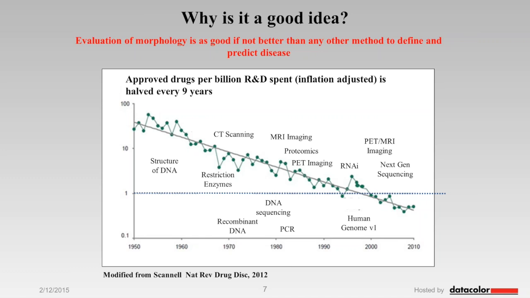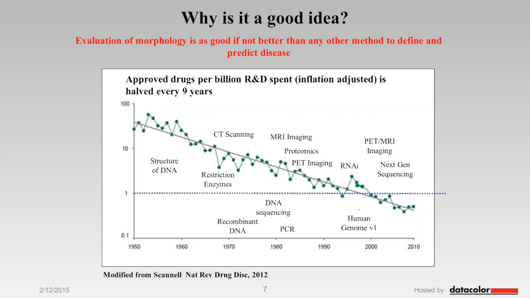We have modified that chart a little bit by adding the technologies that were developed at specific time points. Starting in the early 50s, you have the structure of DNA, recombinant DNA, DNA sequencing, PCR, and then in the 90s, RNA inhibition, next generation sequencing, and now in 2014, 2015, you can add genome editing, which is the next big thing on the horizon. But chances are even this technology won't be able to reverse the trend. So of course, this is not a sustainable situation.